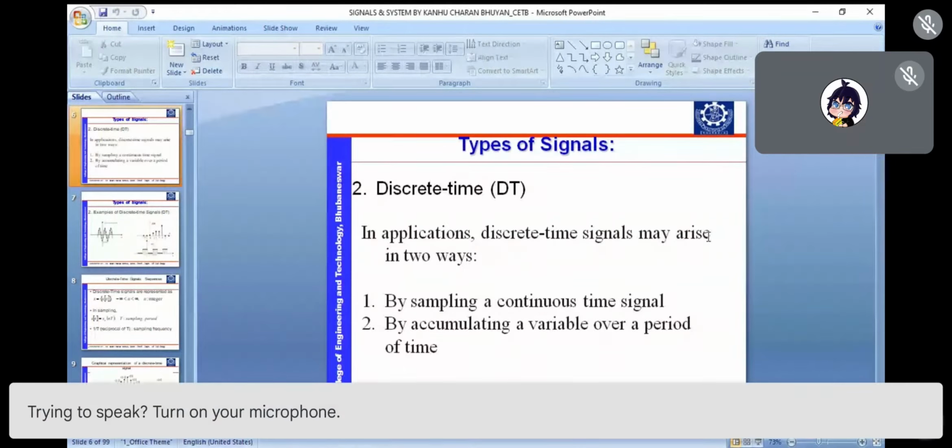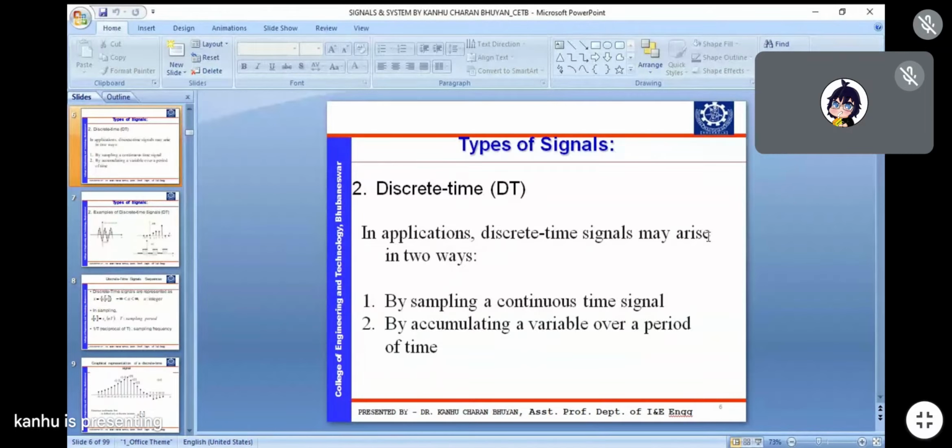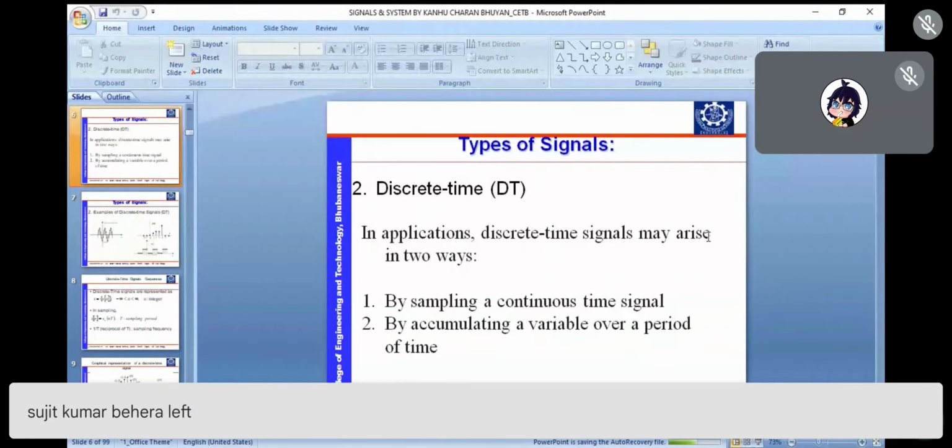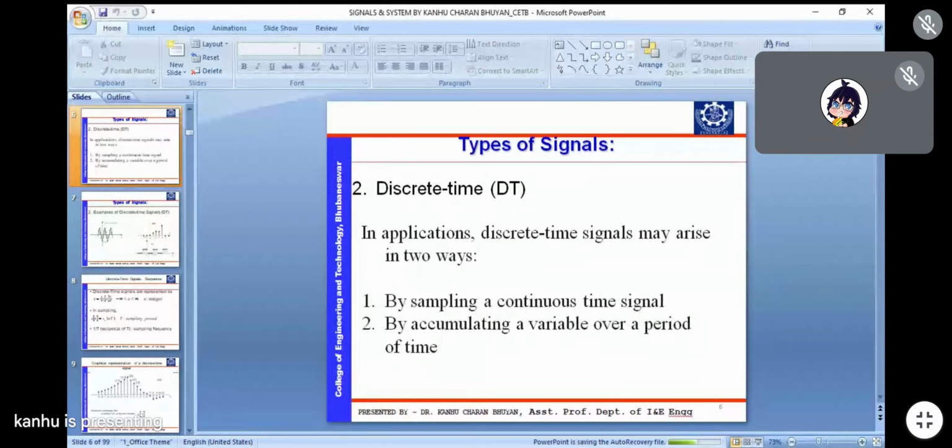We can choose anything. Actually, it should be n greater than 0. n greater than 0.